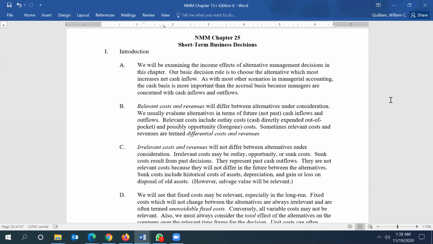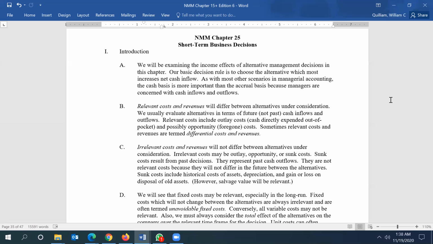Sometimes relevant costs and revenues are termed differential costs and revenues. Same thing. Then if a cost is not relevant, it is irrelevant. So irrelevant costs and irrelevant revenues will not differ between the alternatives under consideration. And irrelevant costs may be outlay costs or opportunity costs that we just saw, or sunk costs. A sunk cost results from a past decision. They represent past cash outflows. They are not relevant costs because they will not differ in the future between the alternatives.